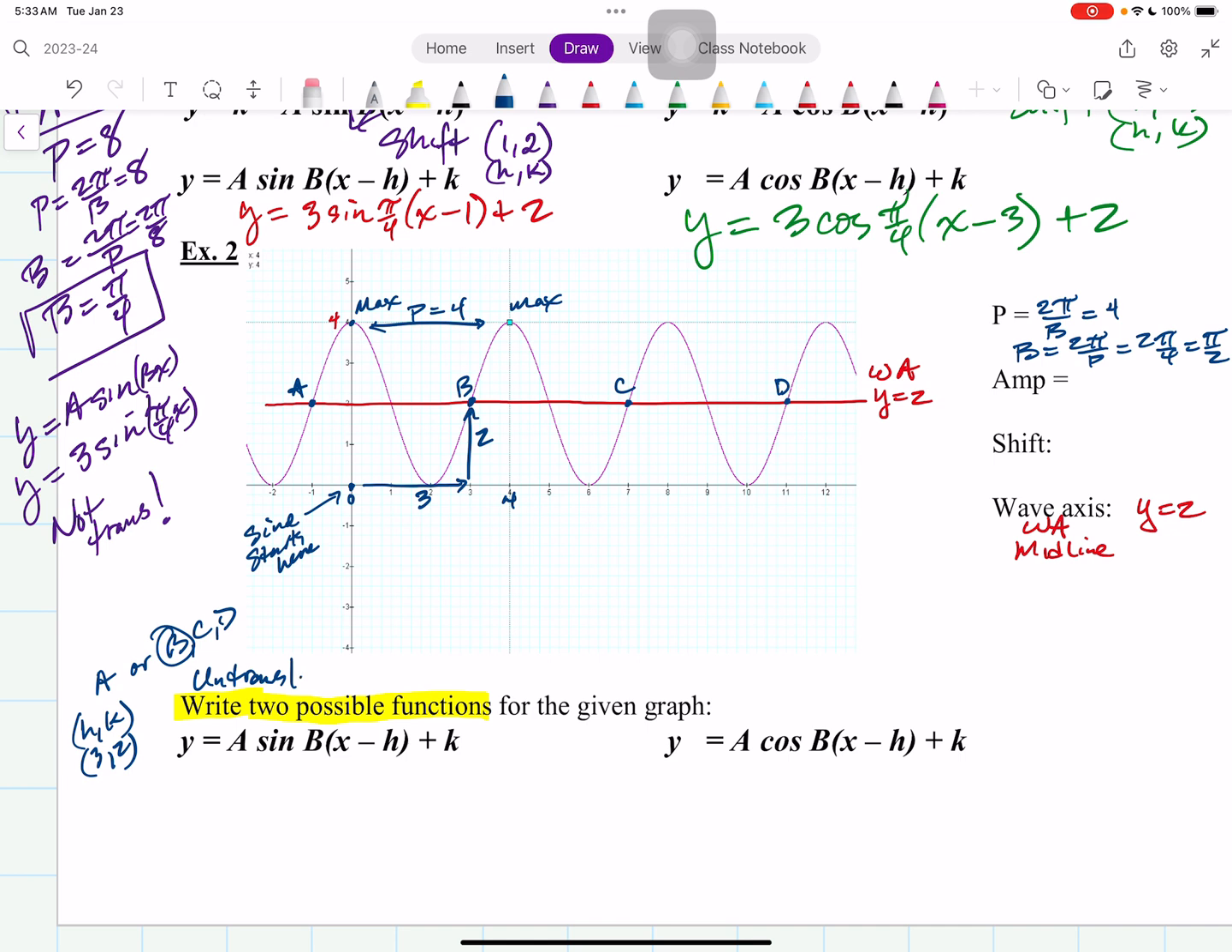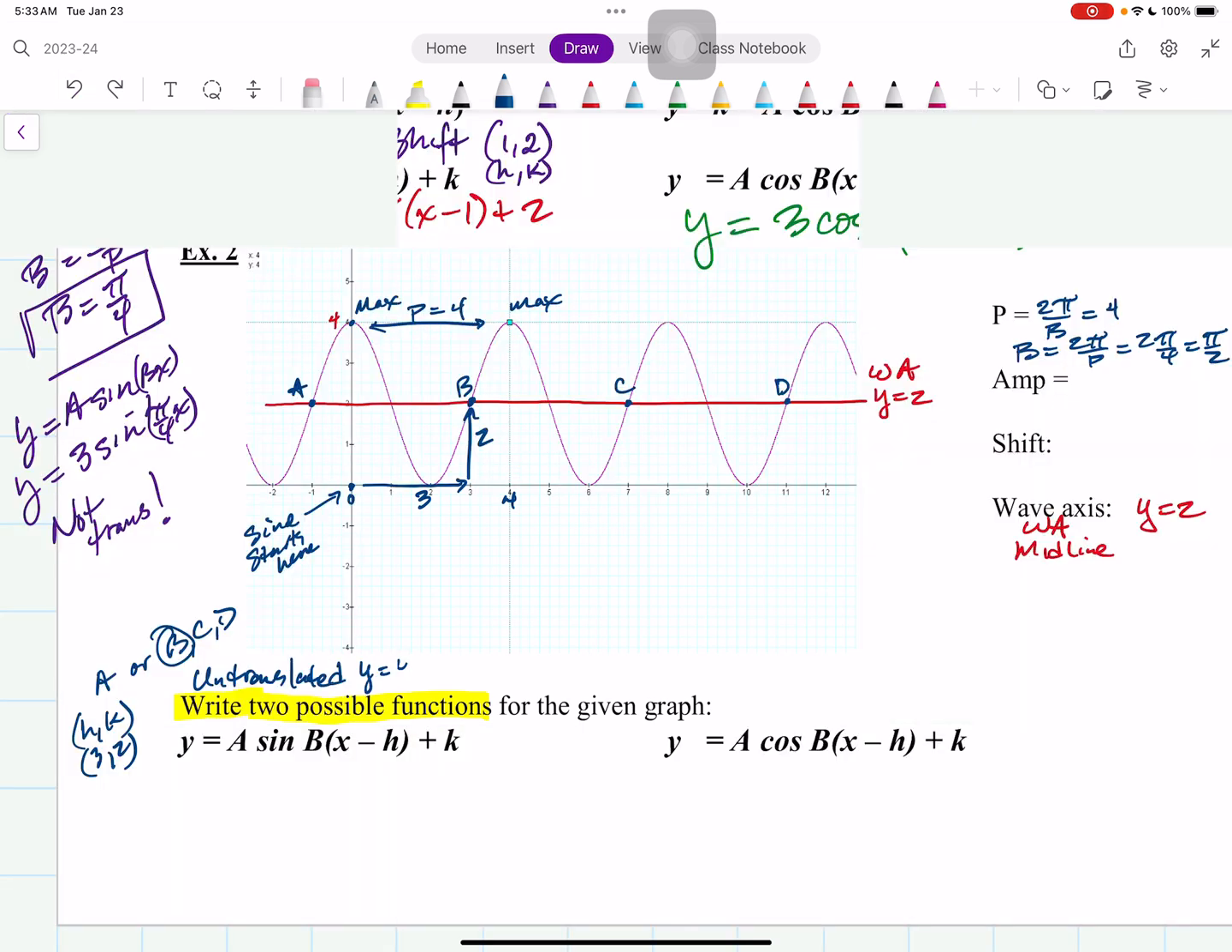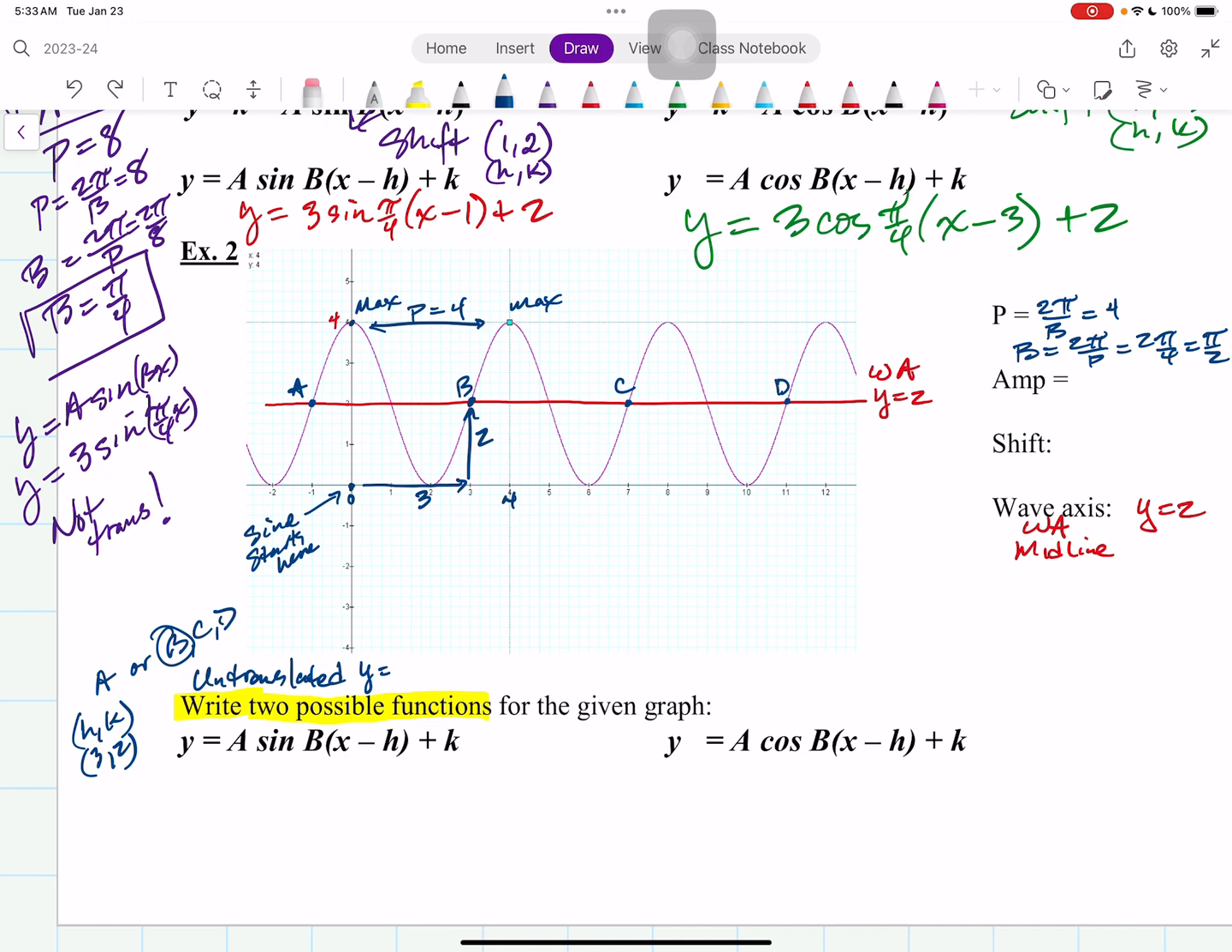Untranslated, translated. Looks like y is equal to 4, because again, the period's 4. Excuse me, I'm sorry. The amplitude, I need to look at the amplitude. Oh, I haven't found the amplitude. Got to find the amplitude, sorry. The amplitude is the distance between the wave axis and the max. And so the amplitude here is obviously 2.